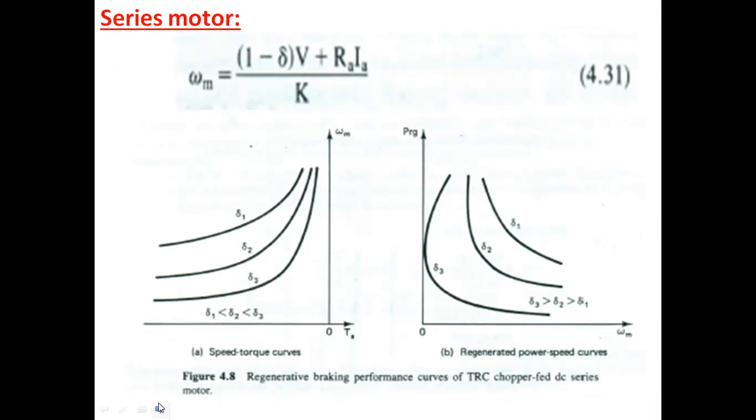First, by following the same steps which are used in the separately excited motor, we can calculate the speed torque characteristics or speed generated power characteristics. In the first figure 4.8, you can see the speed torque curves, and in the B figure, regenerated power speed torque curves you will see.